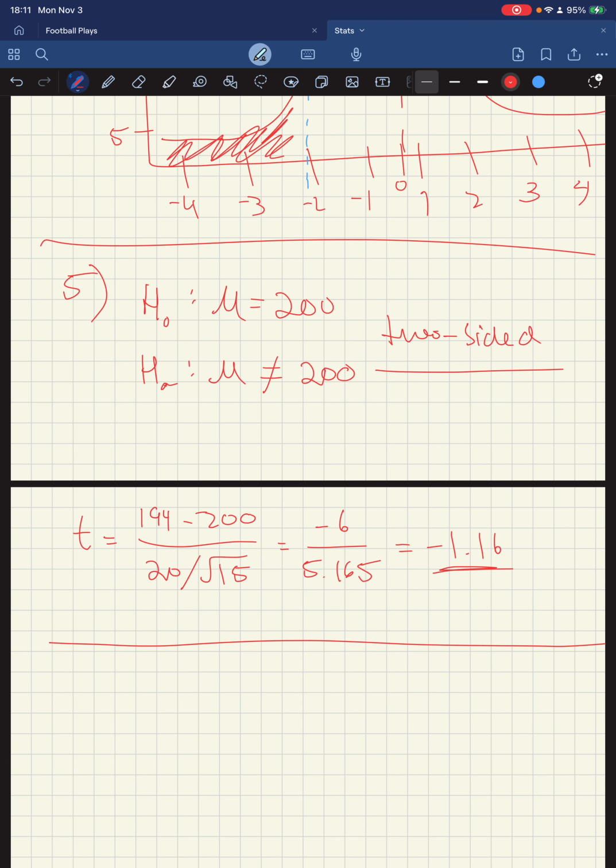Part 4, on a t-curve, more sketching. Awesome. Test at alpha equal, oops, reading the wrong one. Sketch and label the two critical cutoffs at plus or minus t. Mark your observed t value and shade the rejection regions. Clearly indicate why your observed t falls into the fail to reject region.